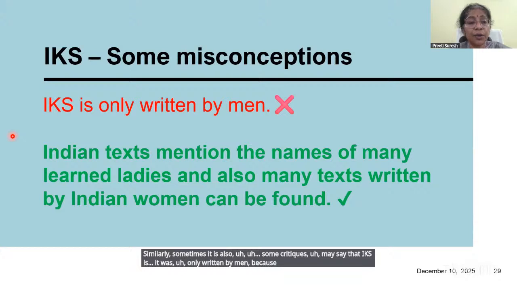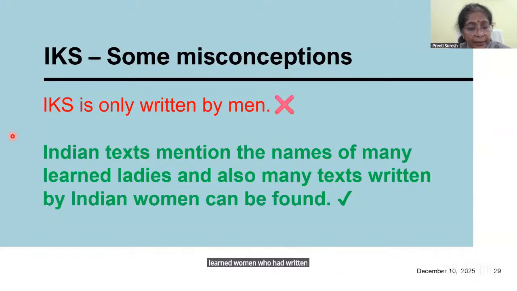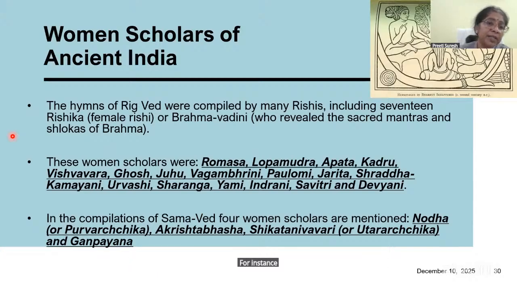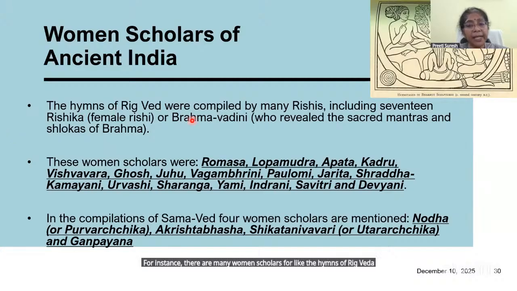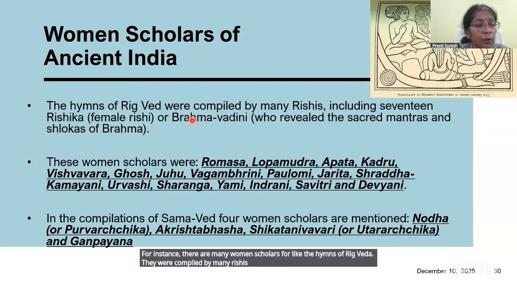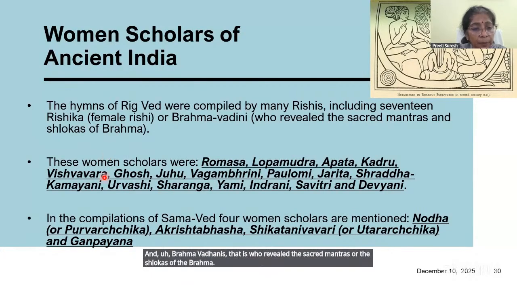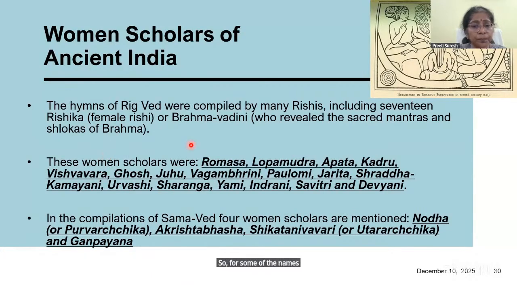but that is wrong. There are many Indian texts that mention the names of many learned women who contributed to our Indian knowledge systems. For instance, there are many women scholars among the hymns of Rig Veda. They were compiled by many rishis, and that included the rishikas also. That is, the female rishis and Brahmavadinis, who revealed the sacred mantras or the shlokas of the Brahma.